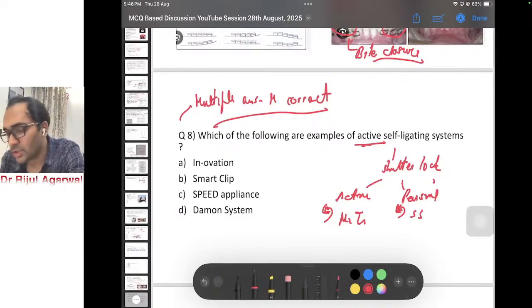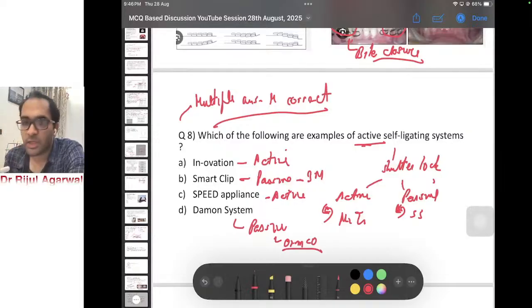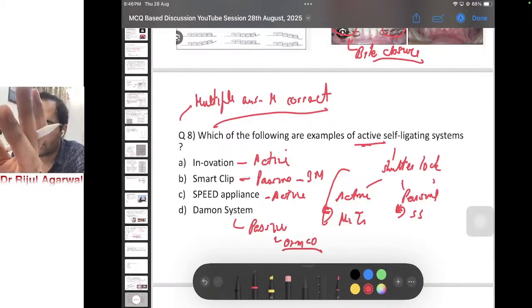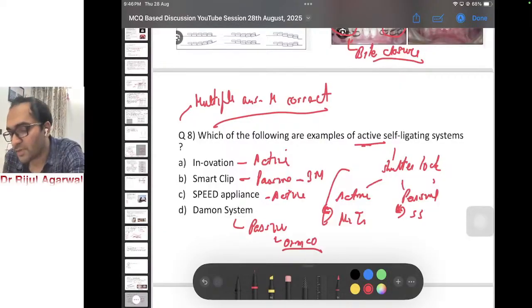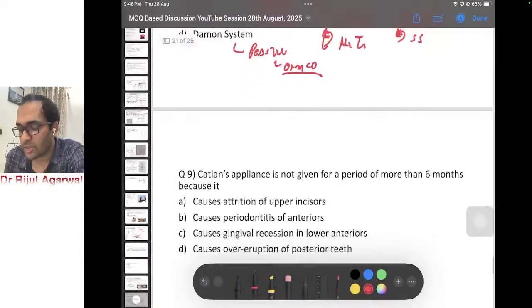Okay, so coming to the question, smart innovation is active, smart clip is passive. It is by the 3M company. Speed appliance is active. Damon system is passive self-ligation by Ormco company. Each and every point which I just wrote, the company name is important for your exam. So examples of active are innovation and speed appliance, A and C. Next question.